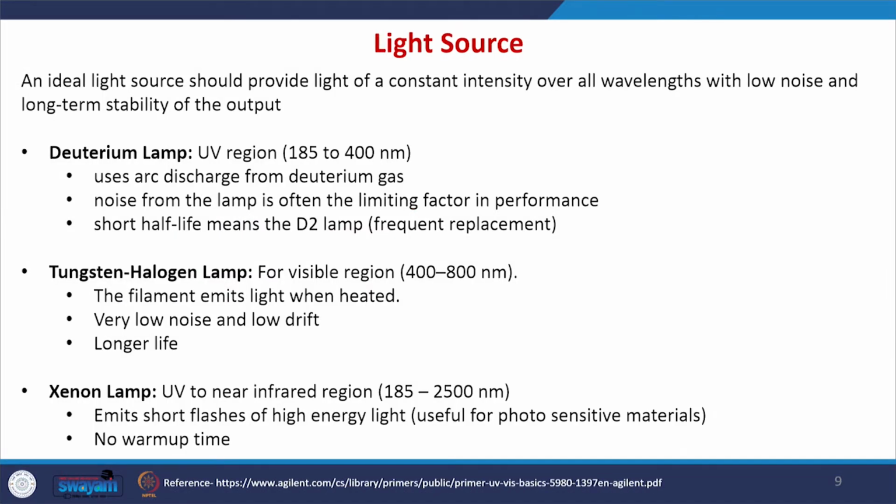Let us see the details of the light source. The first one is the deuterium lamp. So, the deuterium lamp is mainly useful to measure the absorbance of a sample in the UV range, that is 200 to 400 nanometer.